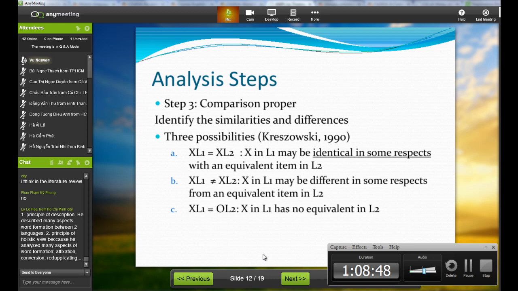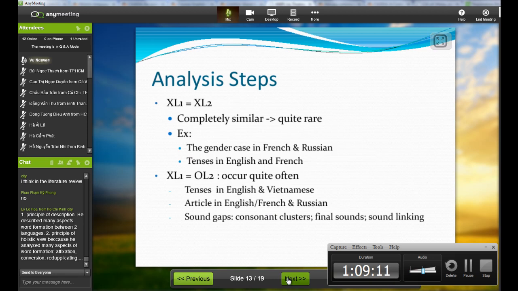And the last possibility is that we find an aspect in L1, but we do not see any equivalent in L2, and this is called gaps, lexical gaps or structural gaps. Now, examples of the first case, of an aspect in L1 and an equivalent in L2, can be gender in French and Russian, like what we discussed last time in our class.